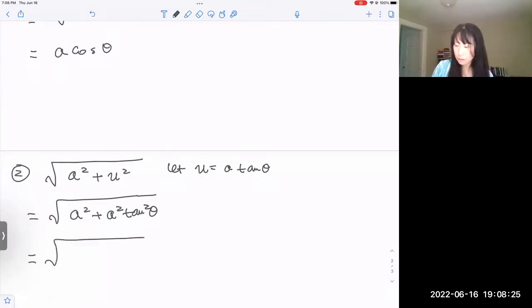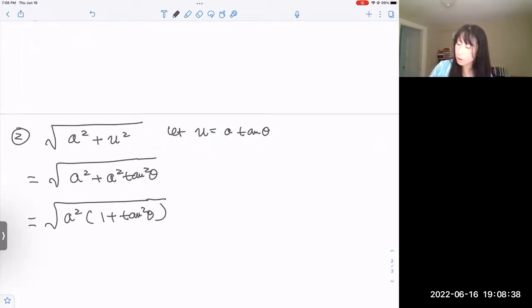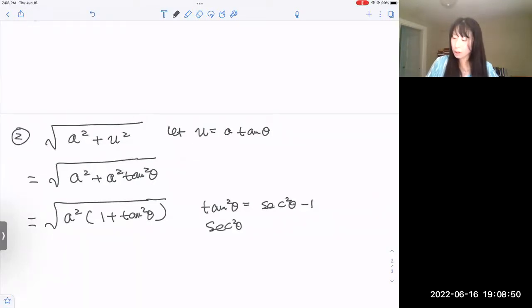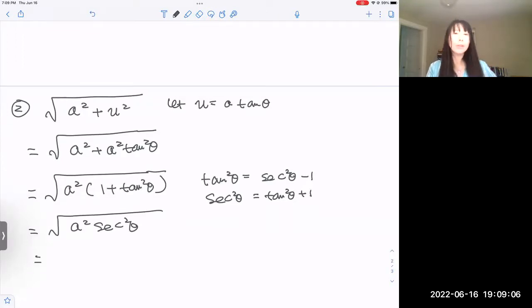Now, factor out a squared, and we have 1 plus tangent squared theta. Then look, by the Pythagorean identity, we have tangent squared theta plus 1 equal to secant squared theta, right? So it will be a squared secant squared theta. Then we have a square root, so we have a secant theta, right?